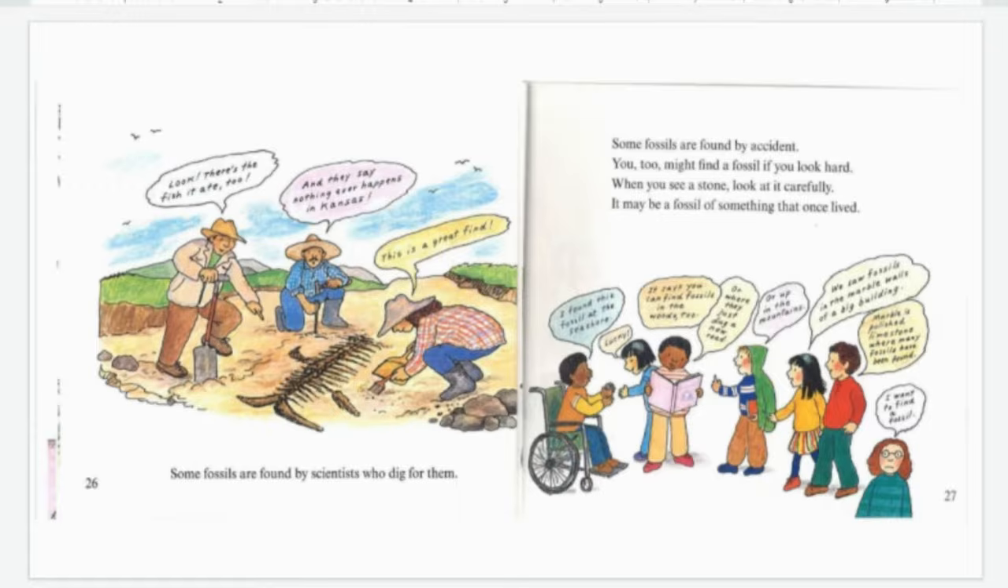Some fossils are found by scientists who dig for them. Some fossils are found by accident. You, too, might find a fossil if you look hard. When you see a stone, look at it carefully. It may be a fossil of something that once lived.